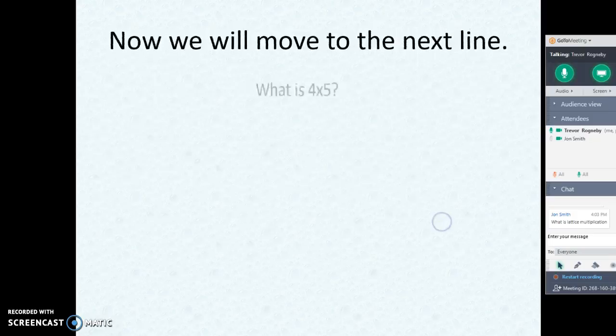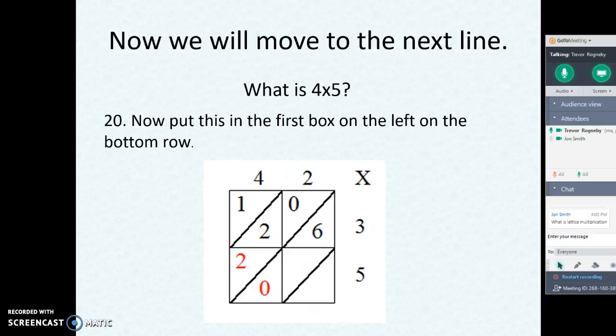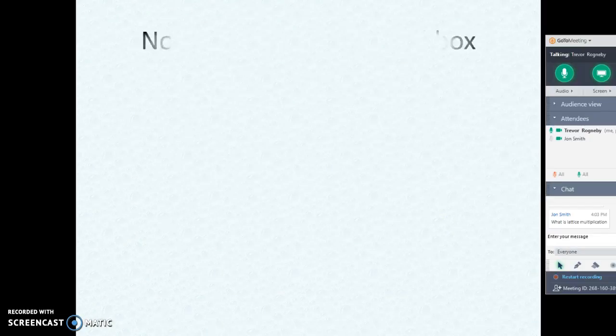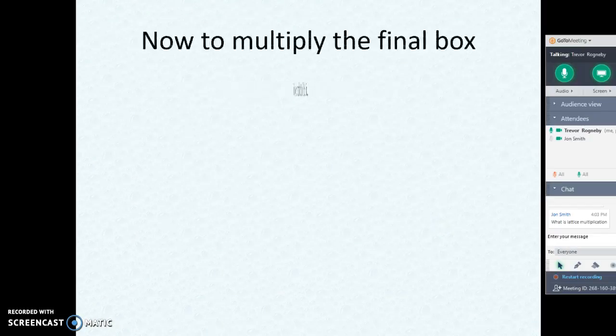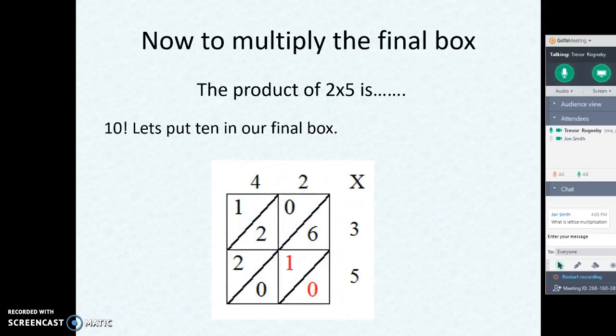Moving on to the next line, you got 4 times 5. That's 20. First box on the left of the bottom row, 2 on top, 0 on the bottom. Now we're going to multiply the last box here, which is 2 times 5. That's going to be 10, so we're going to put that into the final box that's open, 1 on top, 0 on the bottom.